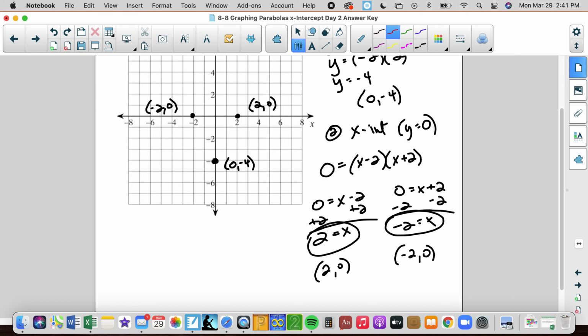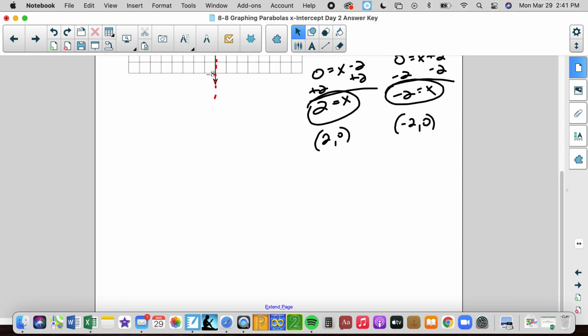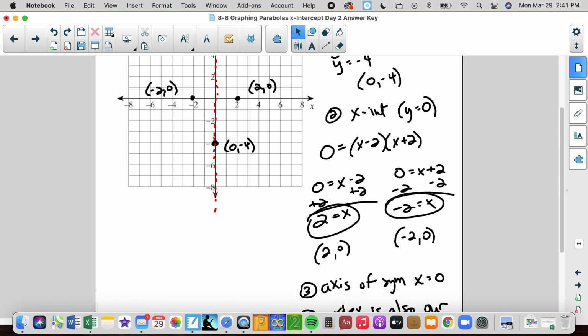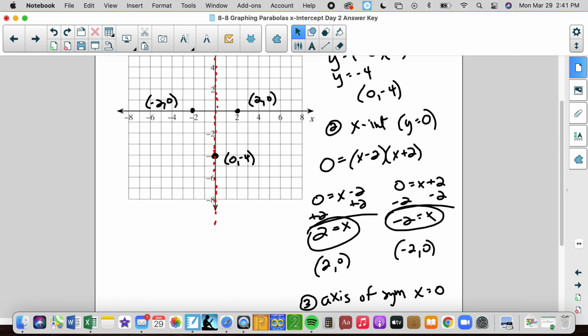We notice in this problem that if we find our axis of symmetry, our y-intercept is our vertex. So we know what our vertex is. Our vertex happens to be on the axis of symmetry, x equals 0. So our vertex is also our y-intercept. So we weren't able to find a point, right? So we're still stuck at 3 points. So I have to find a 4th point.